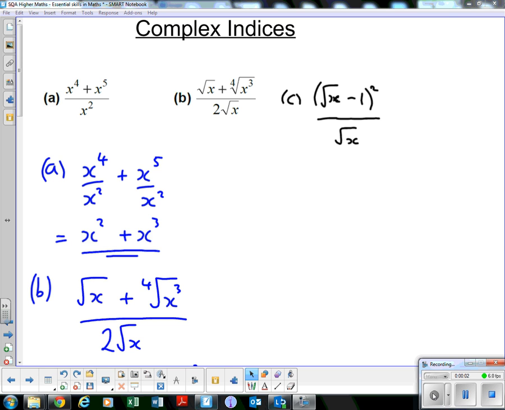We have the Heinemann Higher Maths Essential Skills exercises. This is exercise 9, dealing with complex indices or more difficult indices questions. Let's just run through them.